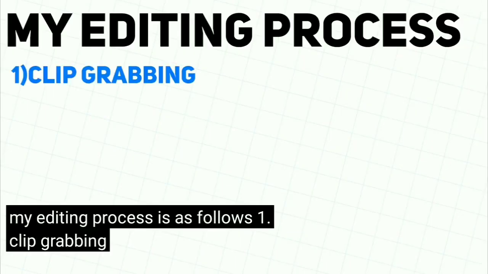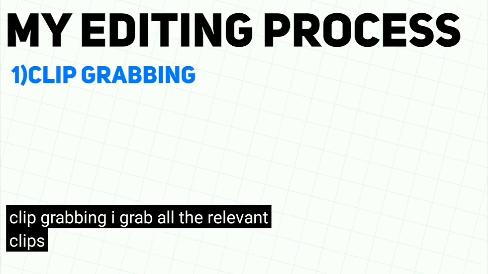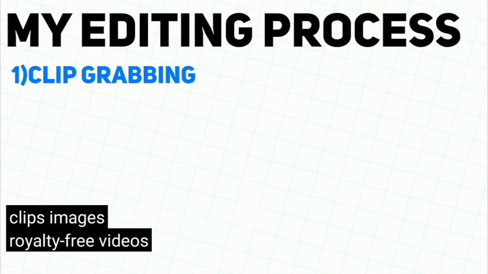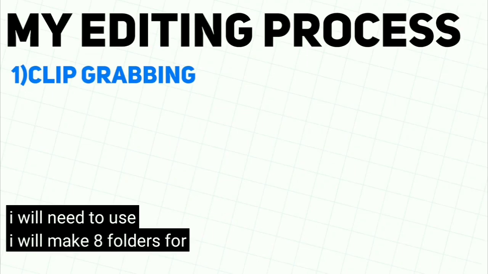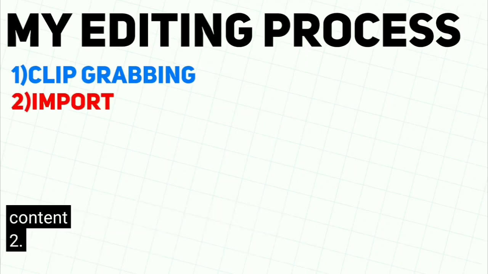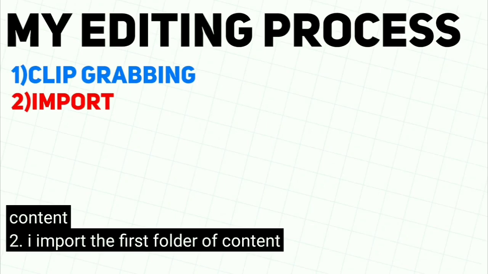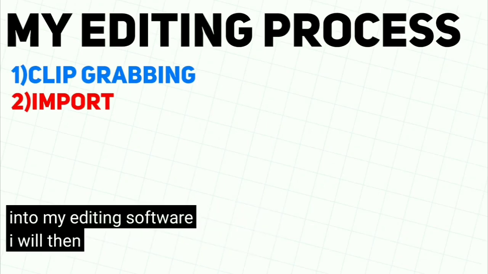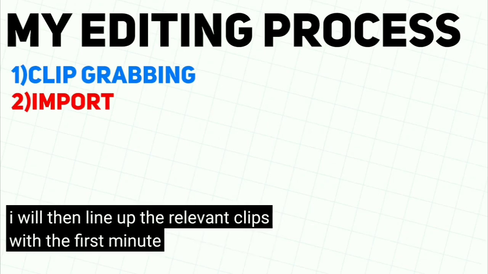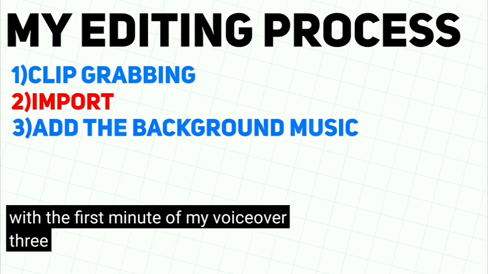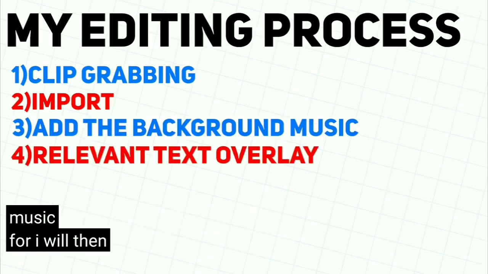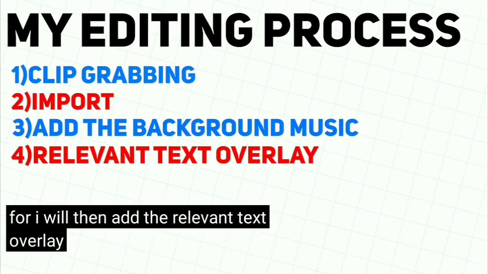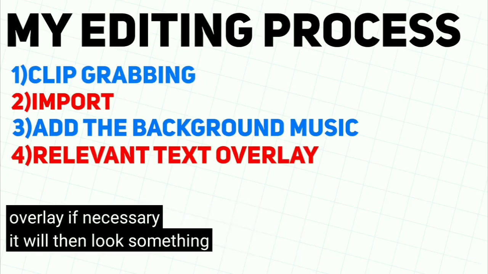1. Clip grabbing. I grab all the relevant clips, images, royalty-free videos, and company videos that I will need to use. I will make 8 folders for 8 minutes of content. 2. I import the first folder of content into my editing software. I will then line up the relevant clips with the first minute of my voiceover. 3. I will then add the background music. 4. I will then add the relevant text overlay if necessary. It will then look something like this.